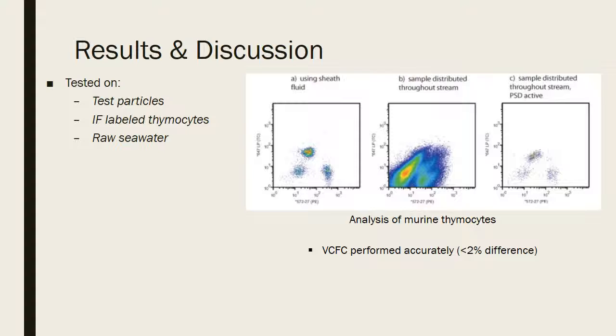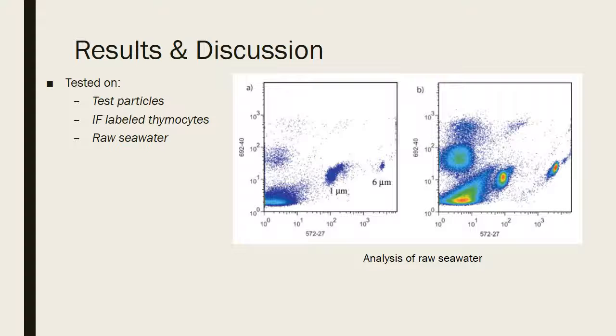Not only was this method able to recover the general morphology of the traditional plot, but it was also used quantitatively. In addition, when they tested their method on raw seawater, they were able to distinguish the populations of phytoplankton as shown as well in the traditional method, as well as the 1 and 6 micron beads they used for calibration.